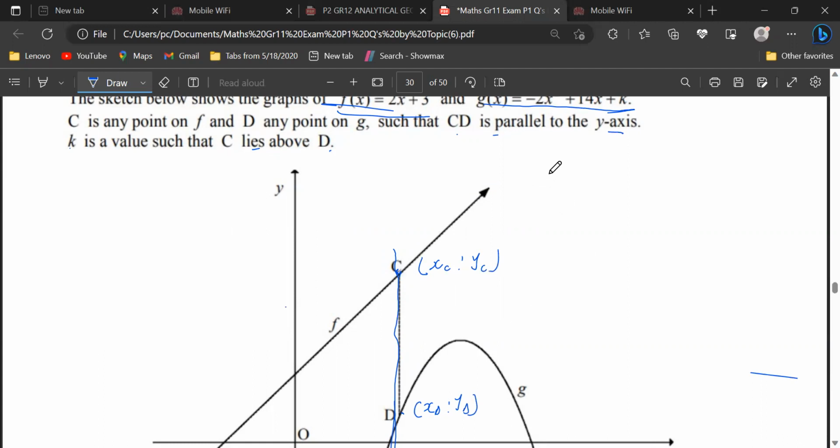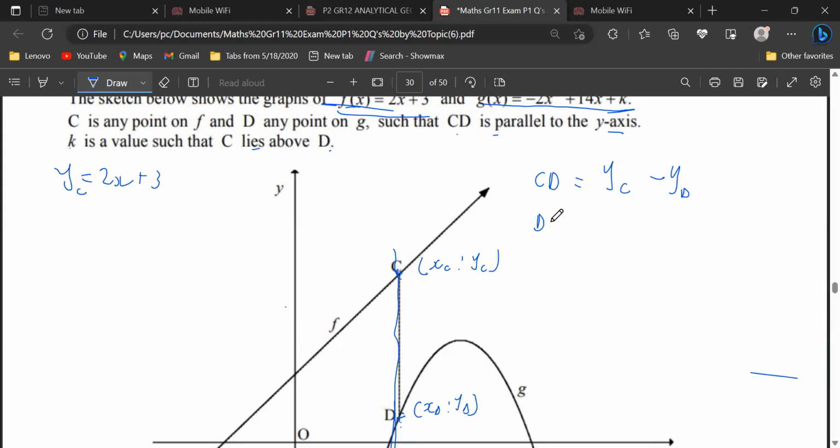So for us to get CD, the one at the top is C, so we're going to have y at C minus y at D. And what is y at C? Y at C is defined by f of x. We know f of x is 2x plus 3. So this is y at C. And what is going to be y at D? Y at D is going to be this equation here.